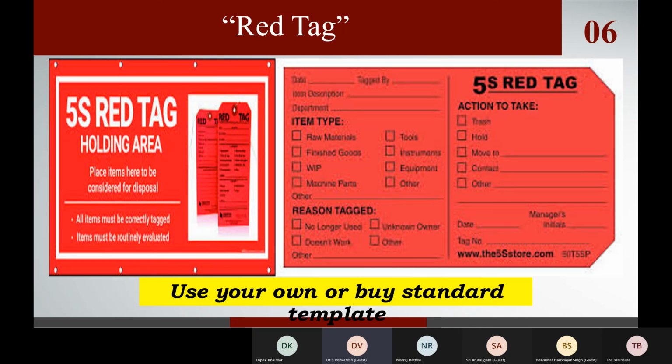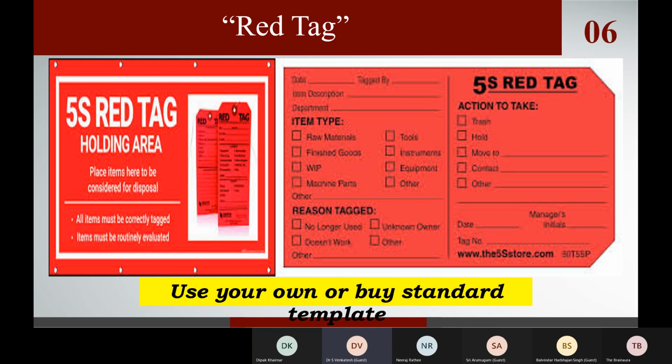Okay. So this is a tool. It's the famous or infamous red tag, which is used in the sorting step. So you could use your own, or you can buy a standard template. A couple of examples of standard templates are given. Once you sort and make a decision, you bring in these red tags. If they are big items, then for each item, tool or material, you attach this tag to them. Or if it is a collection of small items, then you make one red tag for all the items.